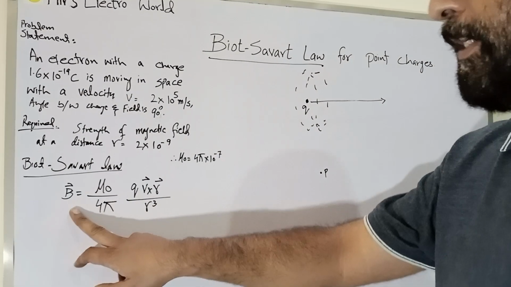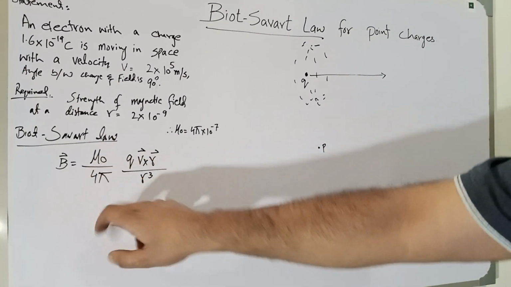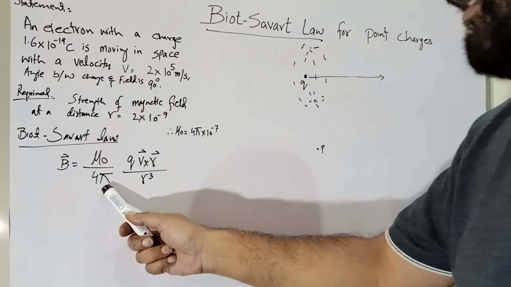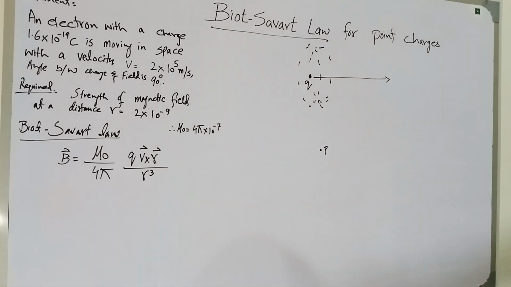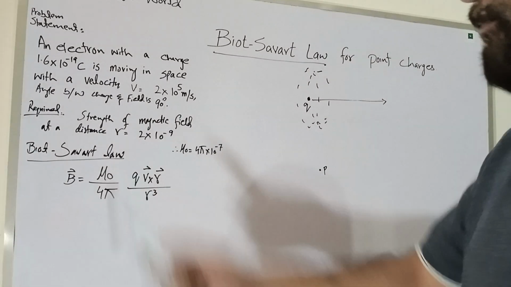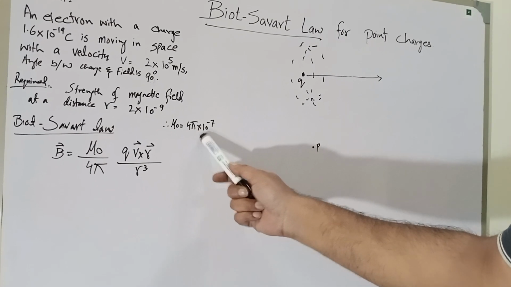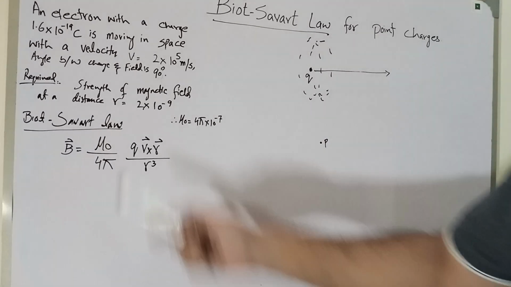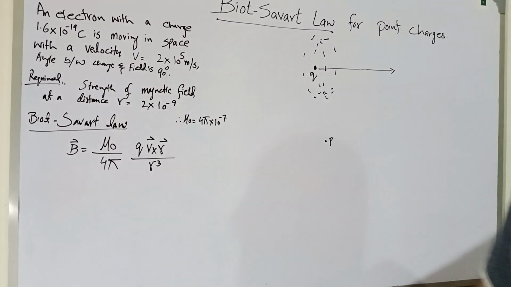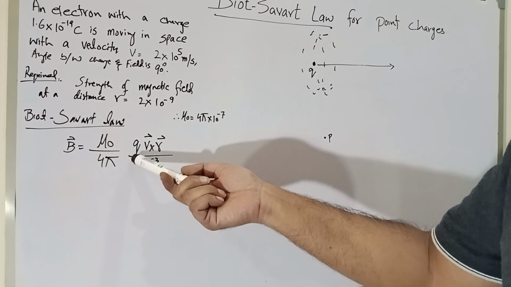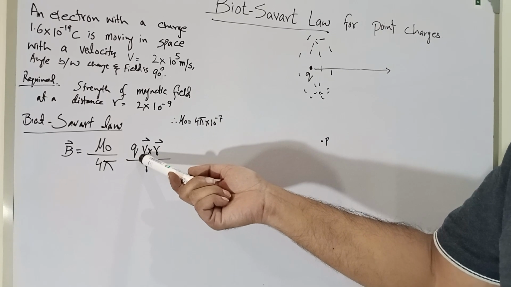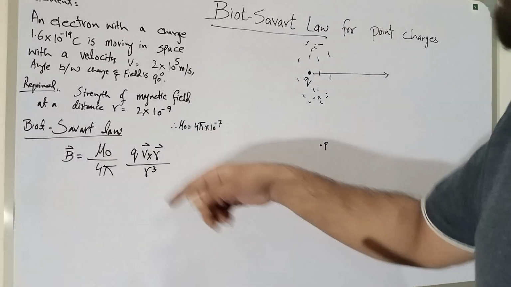The magnetic field is equal to mu naught divided by 4 pi. This mu naught is a constant, the permeability of free space, and the value is 4 pi multiplied by 10 raised to the power minus 7. So it's a constant, and 4 pi is a constant, and here we have q, the charge, and this is the velocity. And we simplify this.